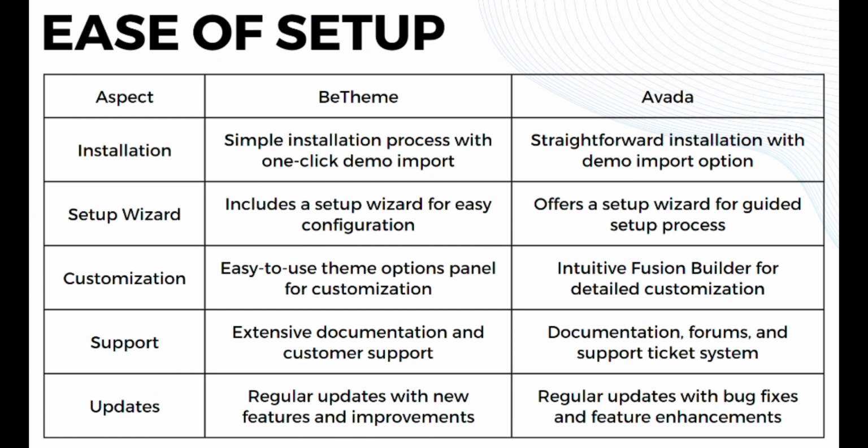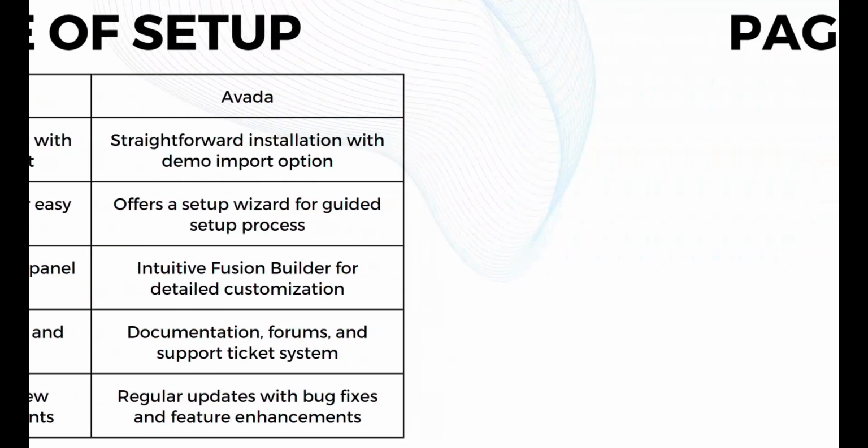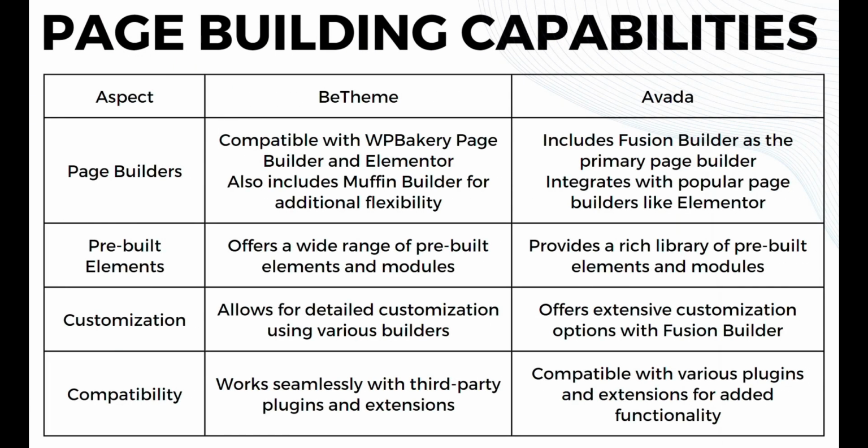While for updates, Betheme offers regular updates with new features and improvements, same as on Avada. Now moving on, in terms of page building capabilities, as you can see on this table, the page builder of Betheme is compatible with WP Bakery Page Builder and Elementor, and also includes Muffin Builder for additional flexibility, while Avada includes Fusion Builder as the primary page builder and integrates with popular page builders like Elementor.